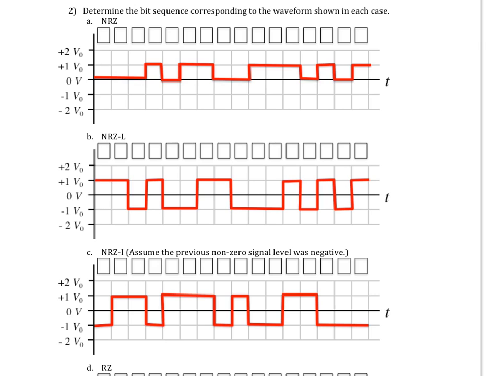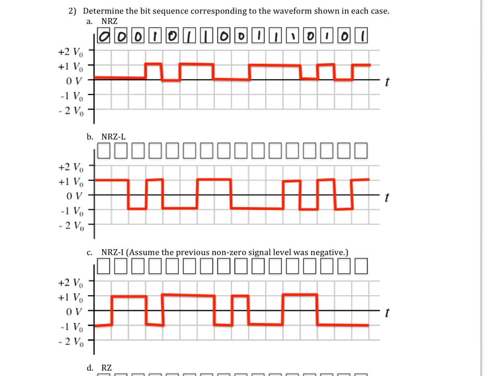And the NRZ is the simplest. It's a 0 voltage for a 0, and a positive V for a 1. And so when we're up here, we get 1s, and when we're down there, we get 0s. That's the easiest one. NRZL isn't much more difficult.